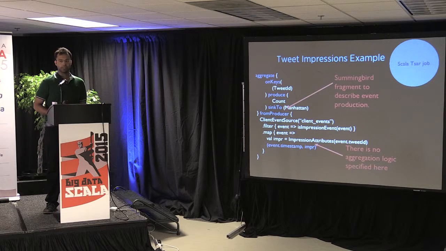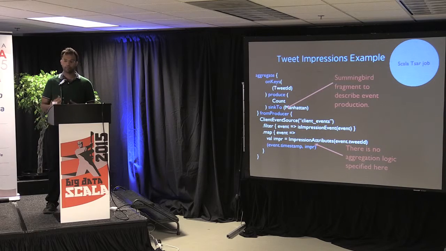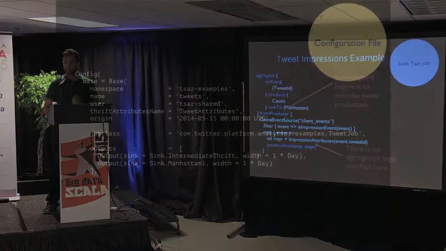So the Tsar framework's goal is that a user simply specifies these are the dimensions I want to aggregate on. These are the metrics I want to produce. Here is where I want to store the data. And these are the events I want to produce. The logic of performing the aggregation is completely handled by the Tsar framework. The Tsar framework has enough information from this file to extract all the other relevant bits.